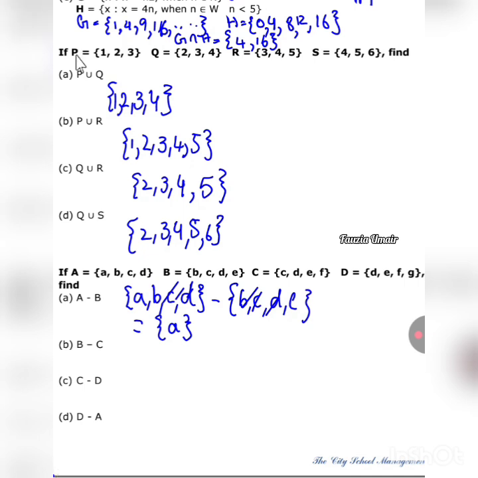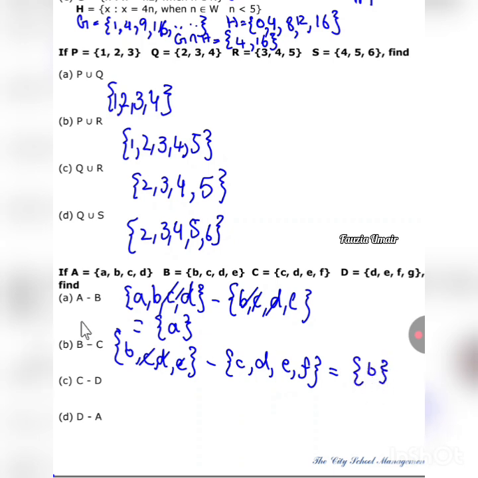Alright. So now B minus C. Keeping this in mind, set B is B, C, D and E, and set C is basically C, D, E and F. So now C, D is cancelled. E is also gone. So the answer would be only B, because that is the only element left in the first set.